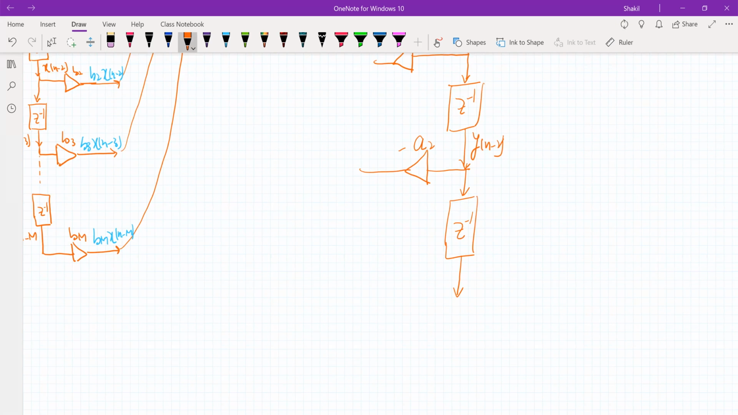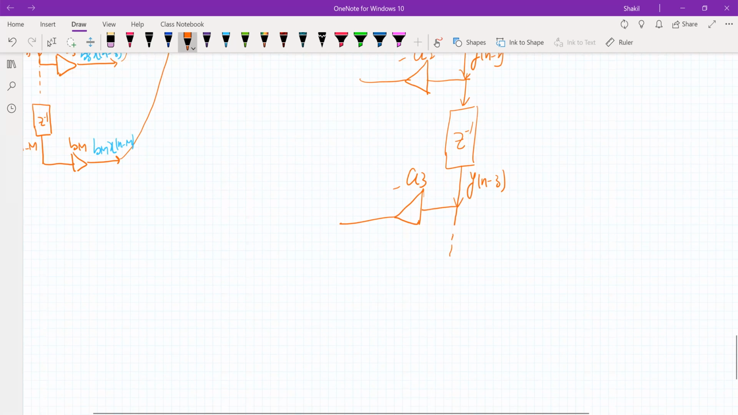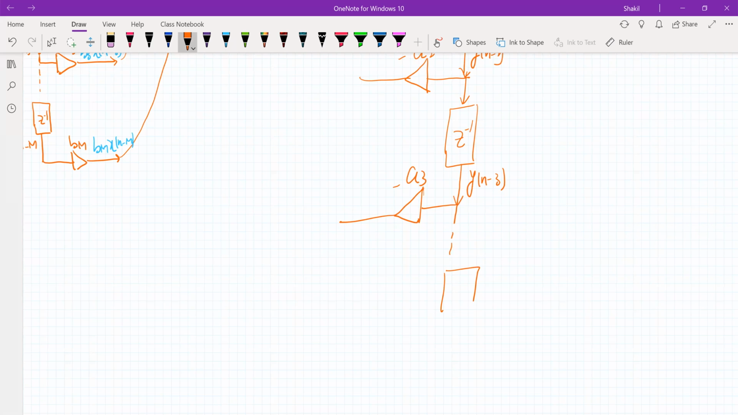And the output of this delay element will be y of n minus 3. Then I will pass this through minus a3. Then I will continue this up to the nth delay element. So what do I have here? y of n minus n. And then I will pass this through minus a of n.